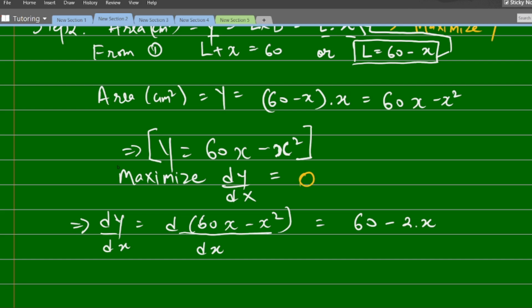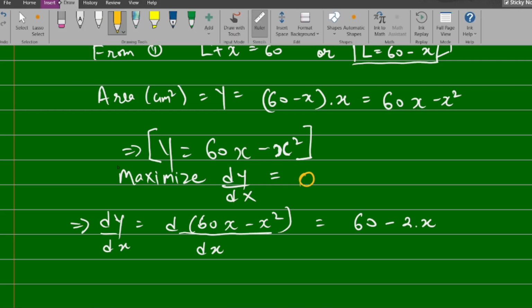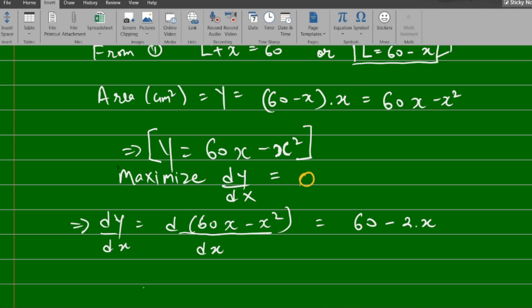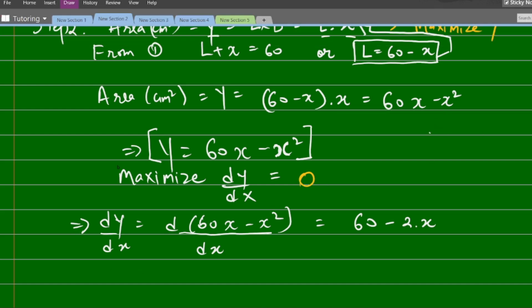Now we sure know that this is a maximization point, not minimization. First, because I showed it using the graph. Second, if you do a second order derivative, the rule in calculus says, this is just for your knowledge. Let me write it here.